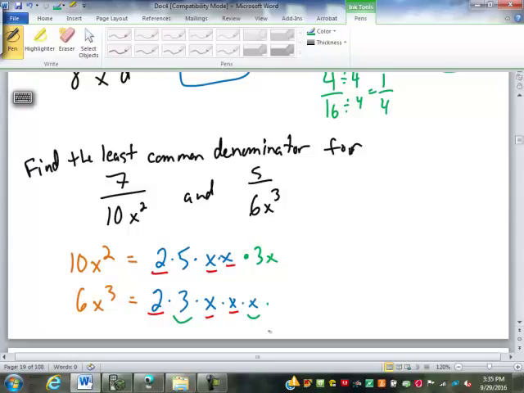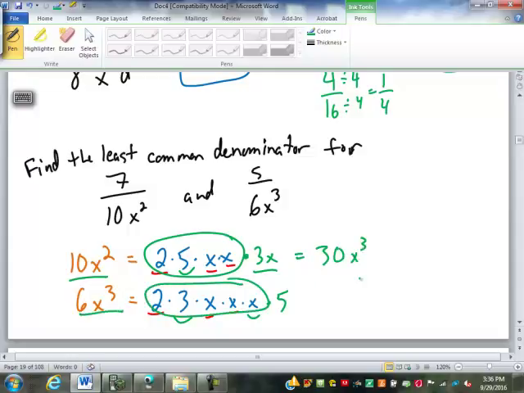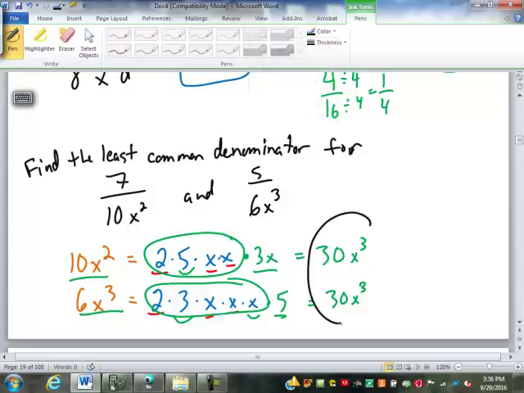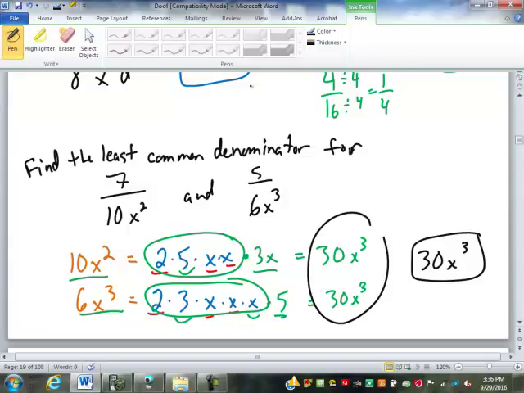What's the bottom one missing? The 5. So multiply by 5. So of course this here is just the 10x squared. So 10x squared times 3x is 30 x to the third. Again, this here is the 6x to the third times 5 is 30 x to the third. And we do need to get the same thing for both of those. So that's telling us that 30x to the third is our least common denominator. How have you had that one right? Good. Any questions on these?